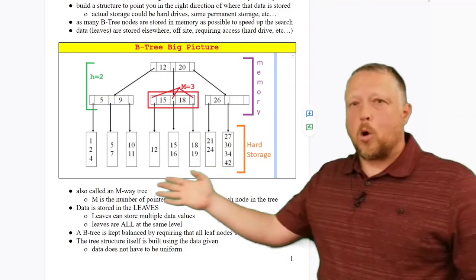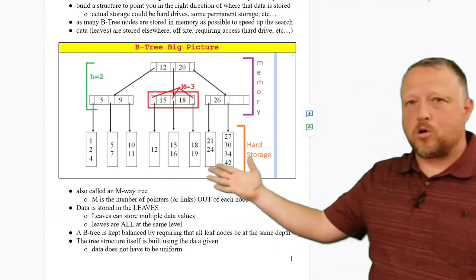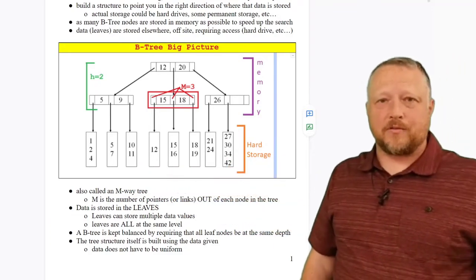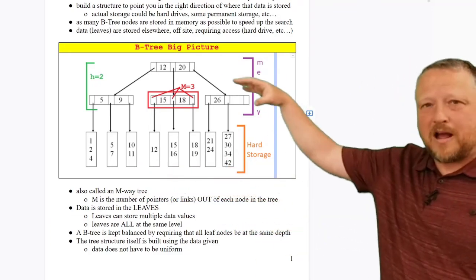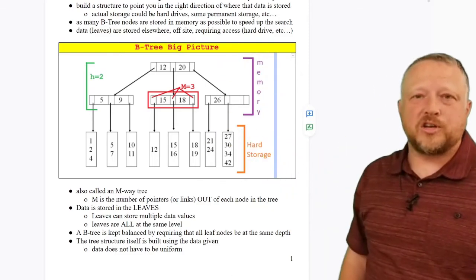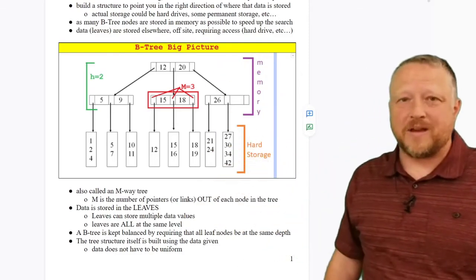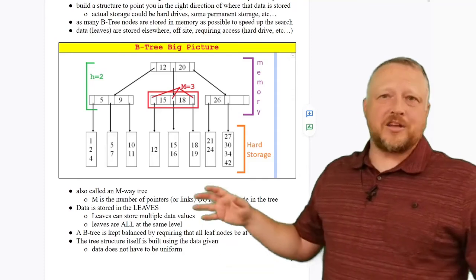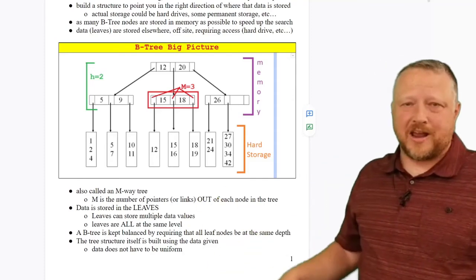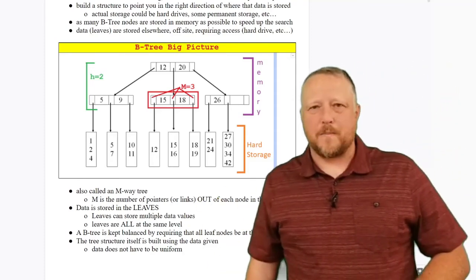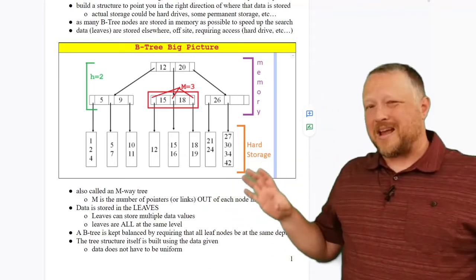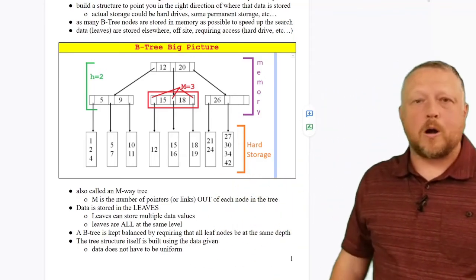Number two, all of the leaves, these are all called leaves, are also at the same level. That's again because we're trying to make sure there's equal search distance for whatever piece of data we have in there. Now you're going to see a couple other things being highlighted with H and M and stuff like that. I'll go over that in a minute. But that's our basic understanding when it comes to B trees.